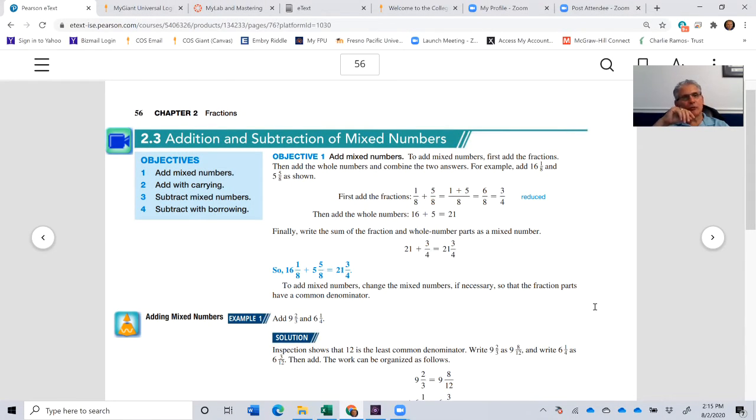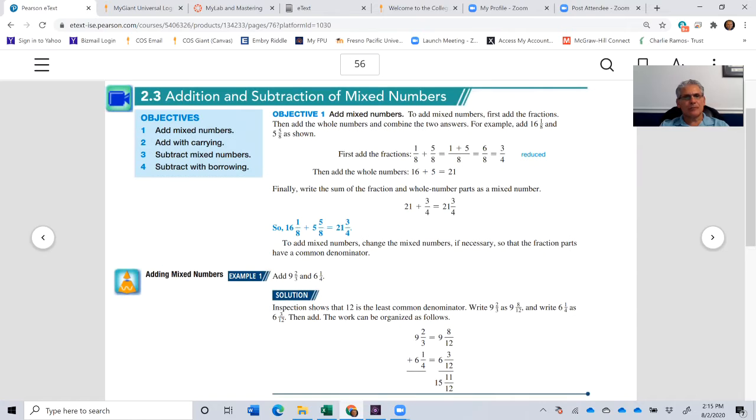Section 3, we review addition and subtraction of mixed numbers. So the example is going to be, let's say you had 16 1/8 and you want to add to that 5 5/8 and you want a result. The result in this case would be 21 3/4.